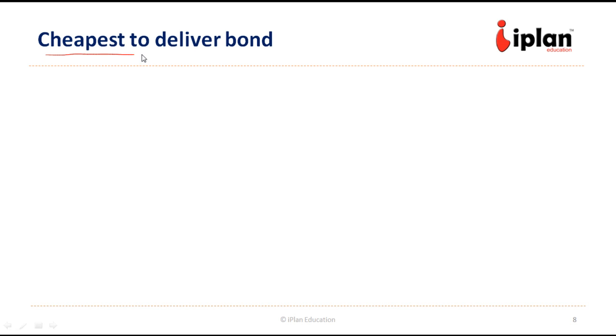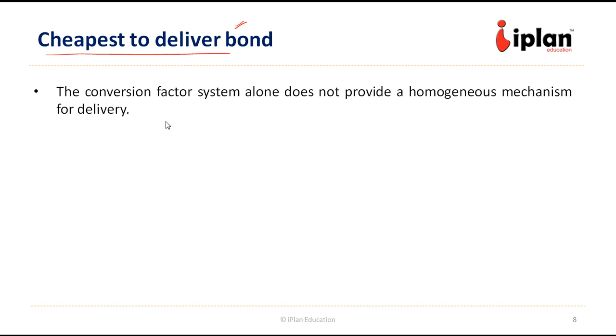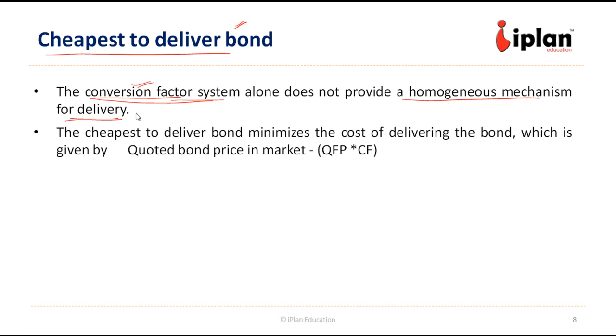Let us find out how to calculate the cheapest to deliver bond. Since we have seen the short has an option to pick up any of those treasury bonds and deliver them, how does a person find which is the cheapest to deliver? Since there is a cost associated with the delivery of every bond, the short position holder has to find out where the cost is minimum. As we have seen, the conversion factor system alone does not provide a homogeneous mechanism for delivery. There will be a different cost associated with different bonds. It is not uniform, since the conversion factor is given, but that does not take care of it completely.